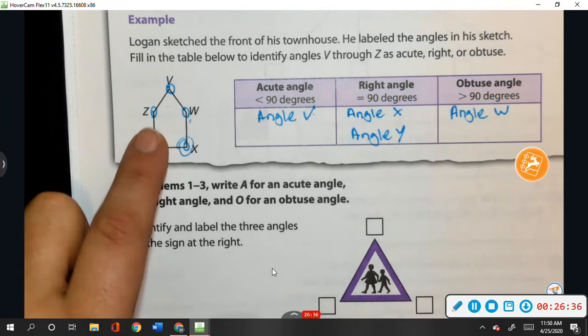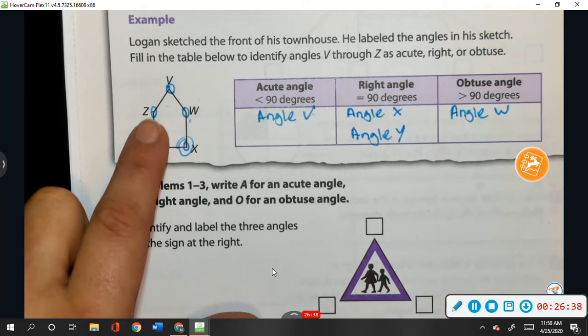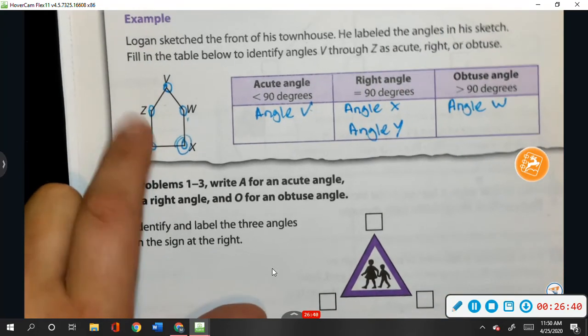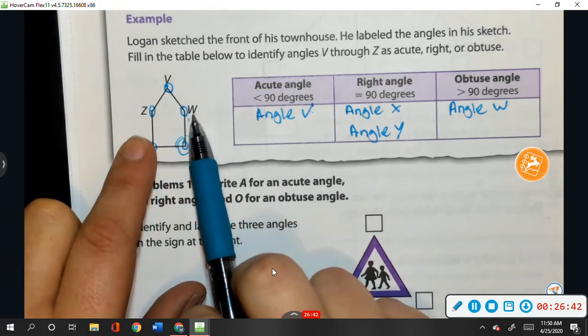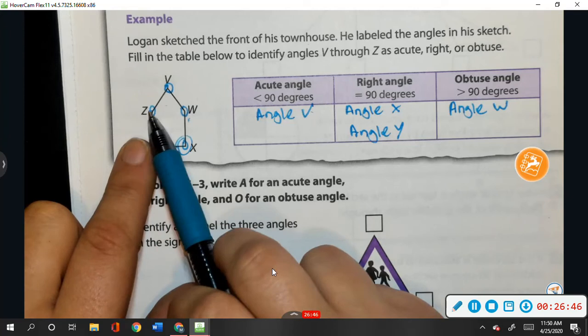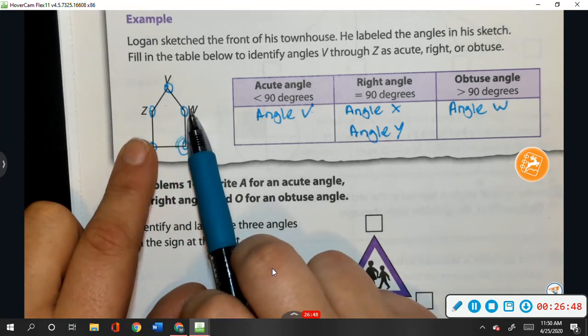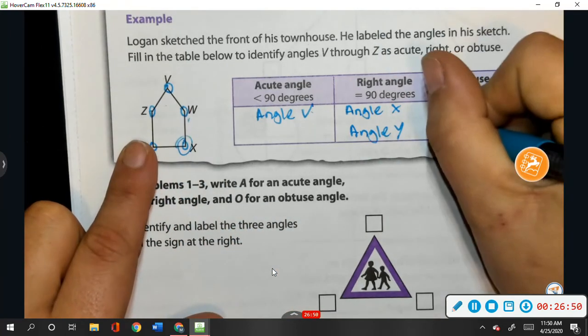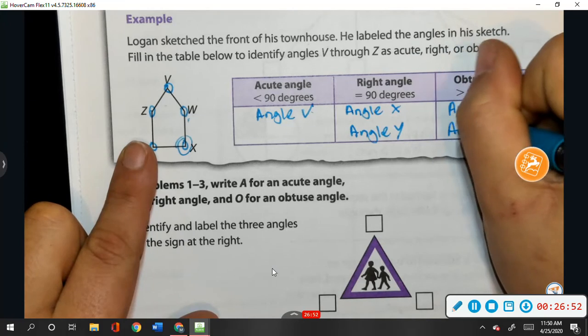And then we have our last angle, angle Z, which looks a lot like our angle W. So this is going to be what? Is it going to be acute, right, or obtuse? It's going to be obtuse. Angle Z.